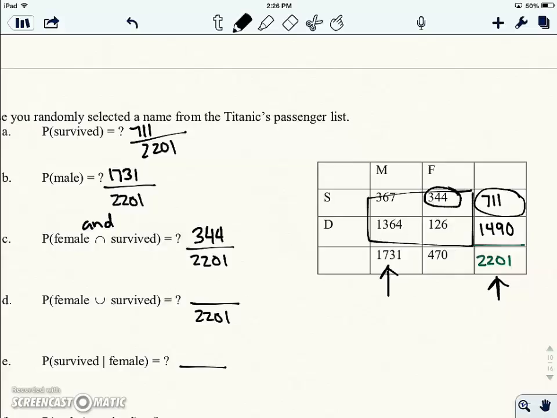Now we're going to say probability of female or survived. It could be a female. There are 711 females, and that includes those that survived and died. But it says or survived. We also want to count the males that survived. So plus the 367 males that survived, which would give us a total of 837 over 2201.